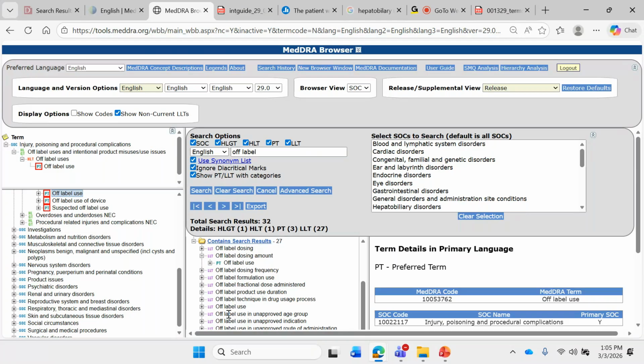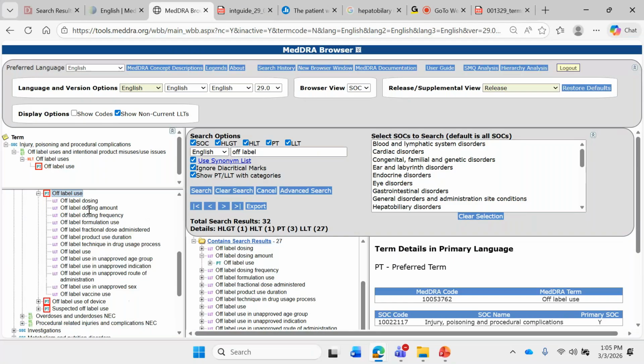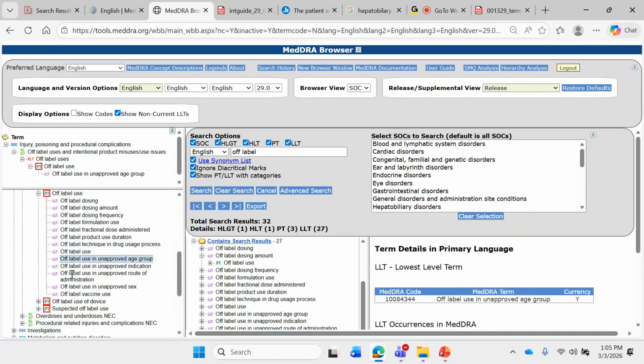Now, off-label can be for the dosing amount. Maybe it says only use 50, and he's saying, no, I want you to take 100. Or it can be for a different, unapproved age group. It can be for an unapproved indication. It can be for an unapproved route. Maybe it was for IM, intramuscular use, and he's giving IV, just as an example. So it can be an unapproved route of administration. It can be an unapproved sex. Maybe it's only for females, but the doctor says for a male to take it.